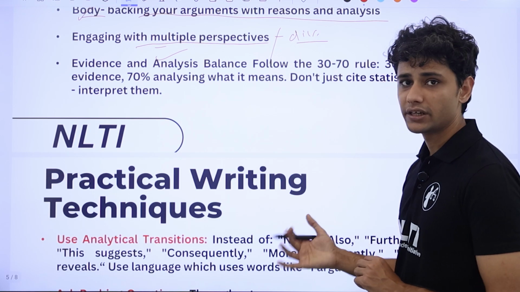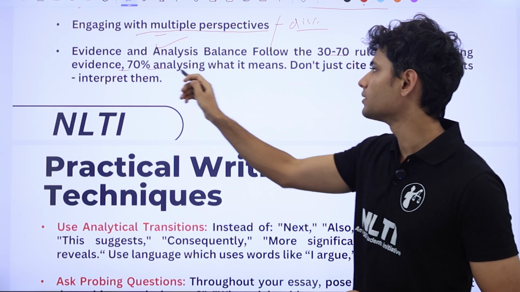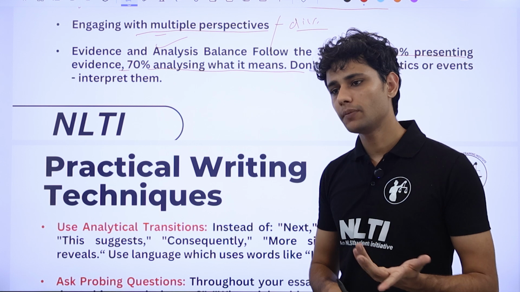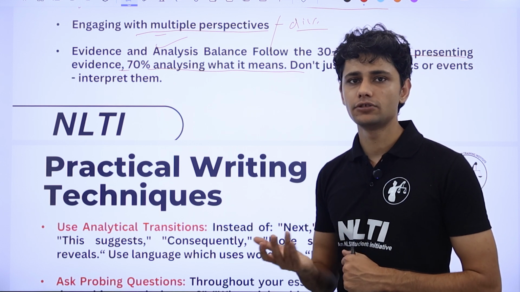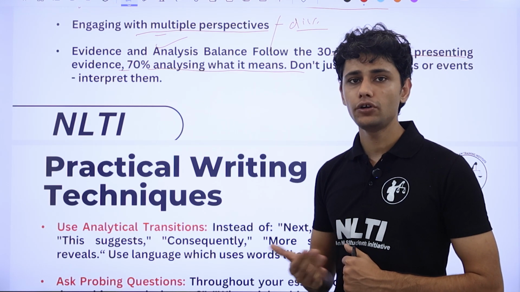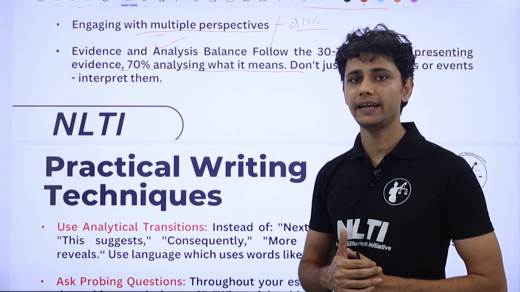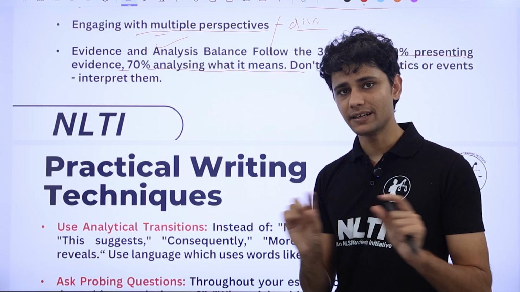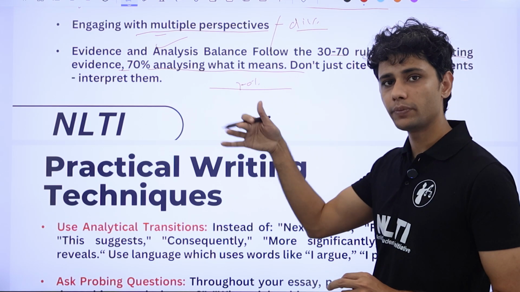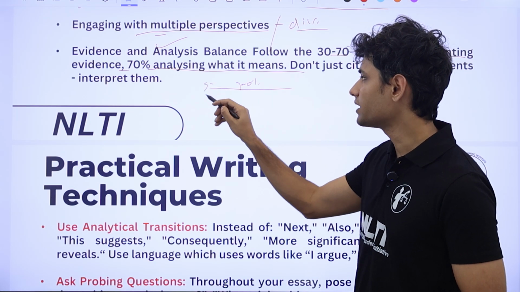So the balance that I would generally suggest is that keep it a 30-70 rule. 30% presenting evidence, 70% analyzing what it means. So if you, let's say you have information about, you read up in newspaper that a study shows that 70% of teenagers who use social media who are below 18 years of age tend to be vulnerable to social or mental health problems like anxiety and stress. So you read about that, and that's a statistic. So you can write that statistic that 70% of teenagers are reported to be susceptible to mental health issues as they grow up. And then once you've written this statistic, analyze it.